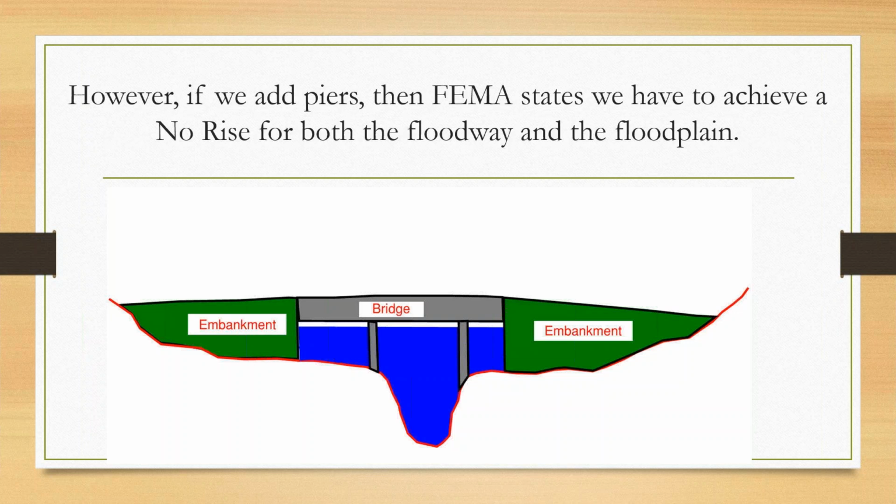Okay, so now we have the same bridge, but we had to drop a couple of piers in it. Well, now we need to achieve a no rise. According to the drainage manual and FEMA's language also, the no rise has to be achieved for both the floodway and the floodplain. Doing it for the floodway doesn't seem to be that difficult. That's not that much area, especially if we did a little bit of work on one side, we could probably get a no rise pretty easily.